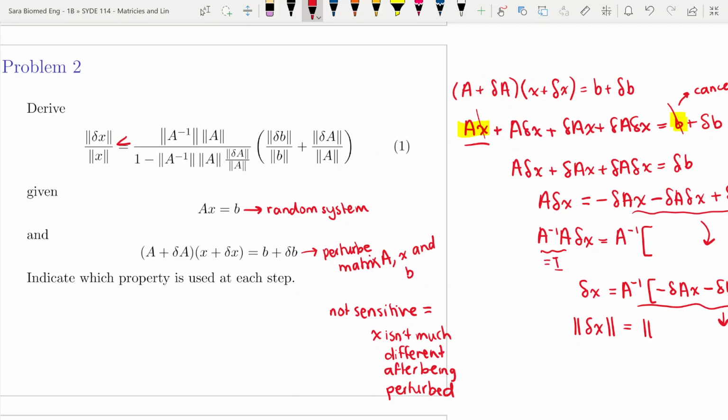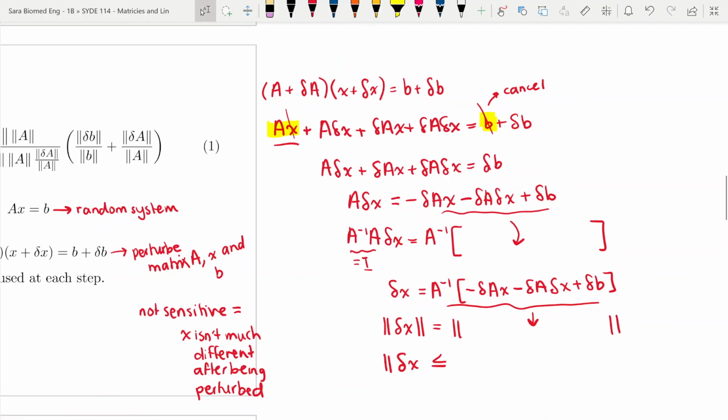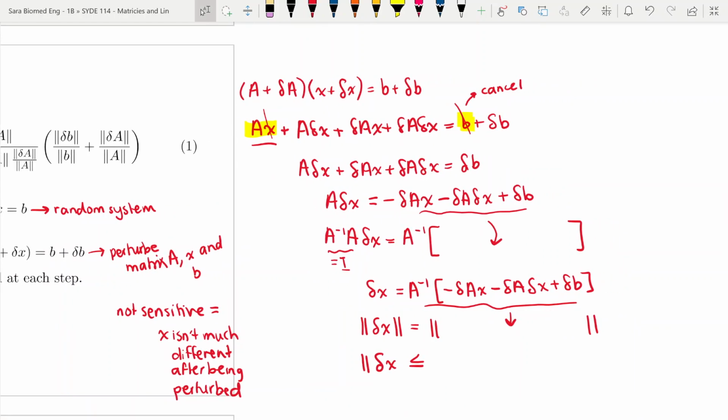So on the right hand side we're taking a norm of a multiplication, right? It's A inverse and some other matrix over here. So if we're looking at the properties, we can use property number 4. So we're gonna get the norm of delta x, and it's gonna be less than or equal to, if we separate the A inverse and the other terms, the norm of A inverse times the norm of all the other terms.